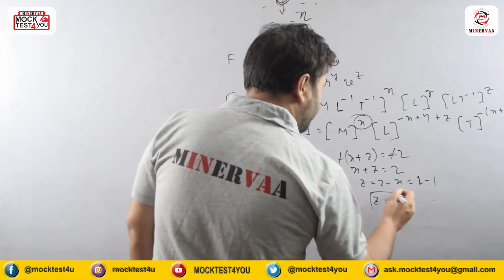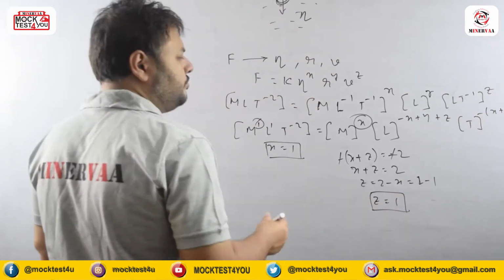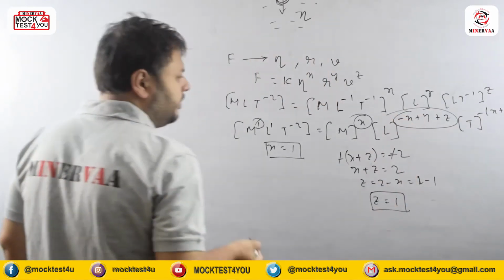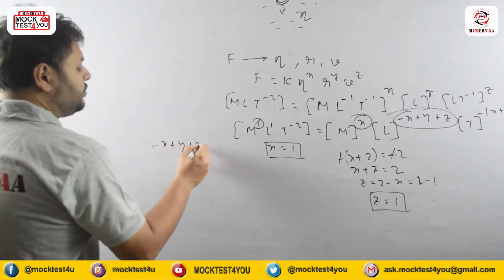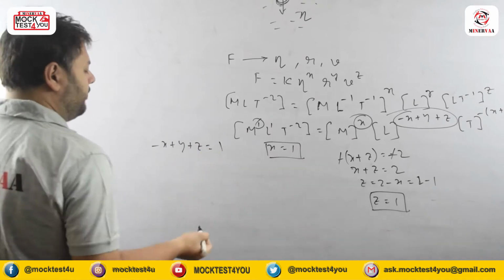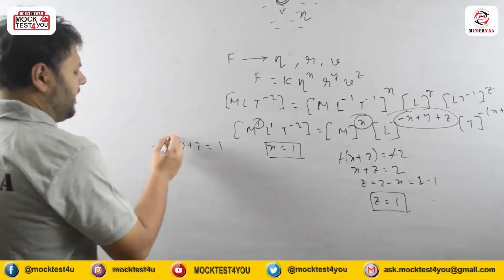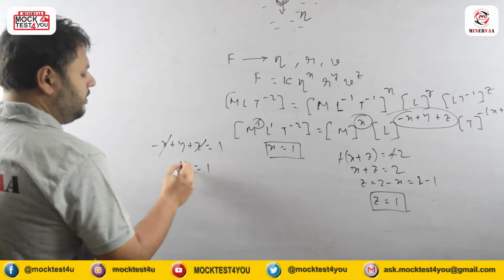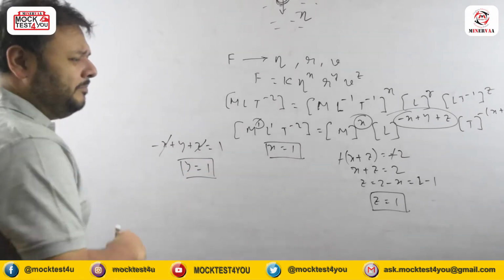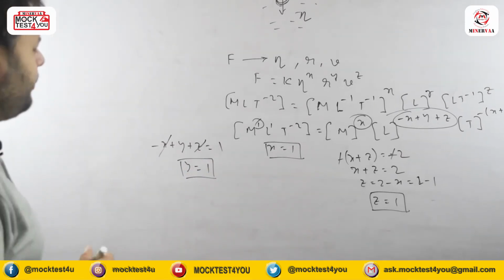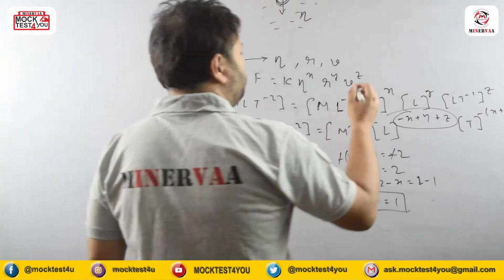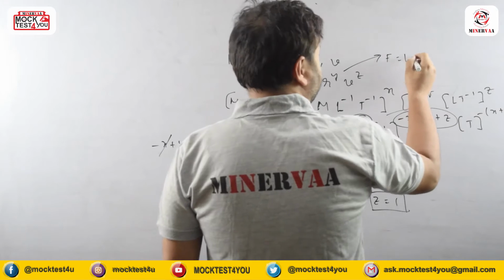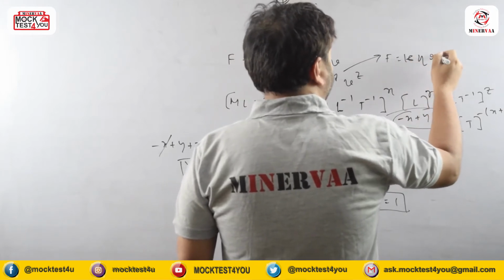So z becomes 1. Similarly, if you go through the comparison of L, that is minus x plus y plus z, and here it will be 1. So obviously x and z values are same, so y becomes 1 again. So here also we are actually deriving the relation between x, y and z. So f becomes from here, that is k eta r v.